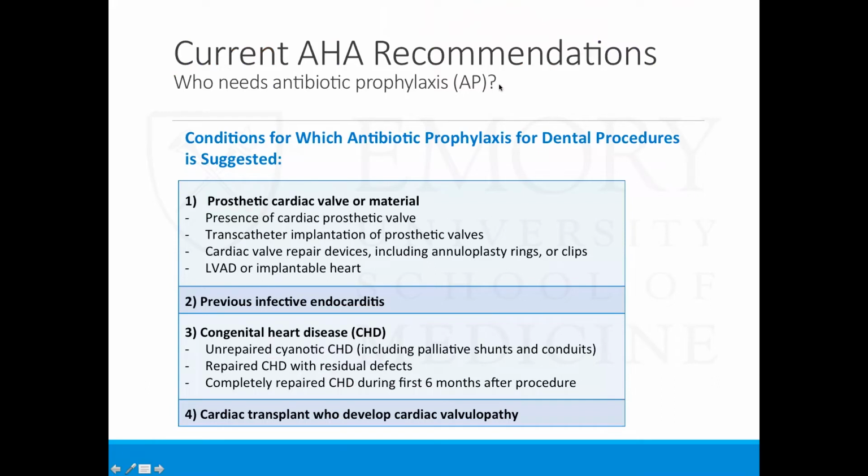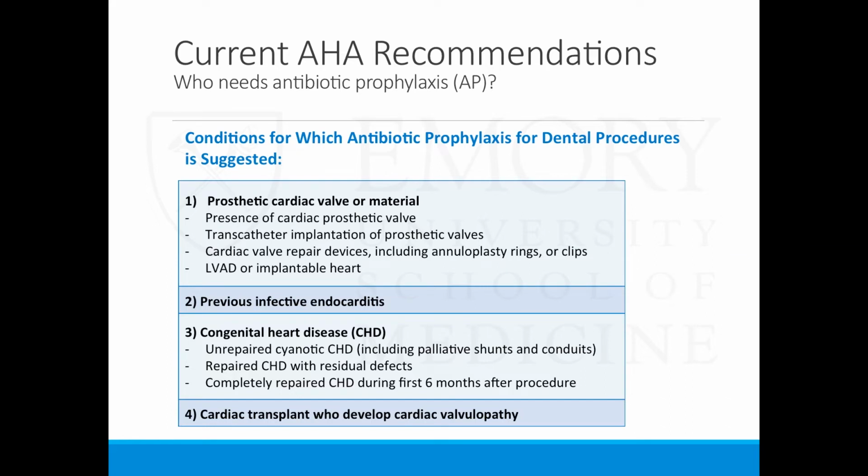And here again is the table for the current recommendations that I'll go into a little bit more in depth here. The people at highest risk, they divided into 4 categories. These people were at highest risk for serious adverse outcomes that I just mentioned from infective endocarditis, compared to other patients who got infective endocarditis. And those were people who had pre-existing prosthetic cardiac valves or material, which included transcatheter implantation, prosthetic valves, cardiac valve repair devices, annuloplasty rings and clips. And also this included people with LVADs or implantable hearts.